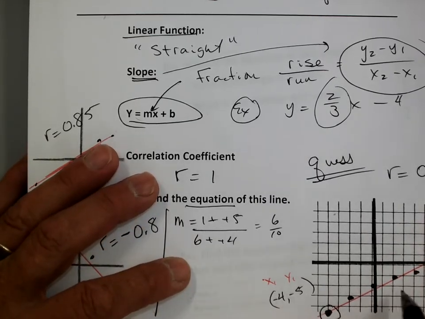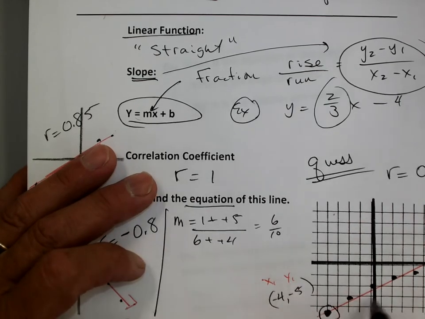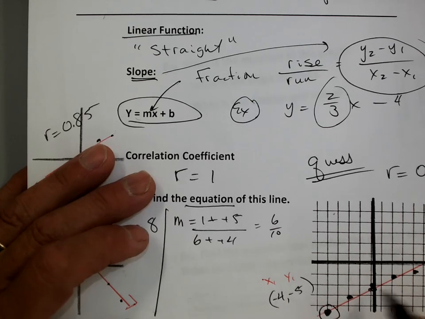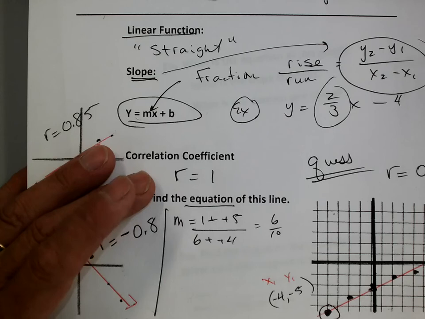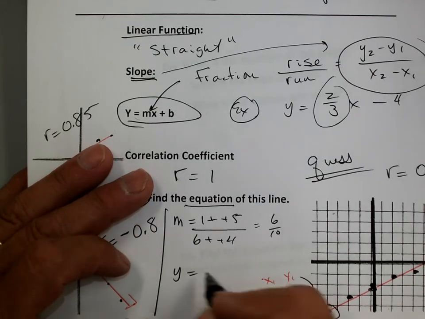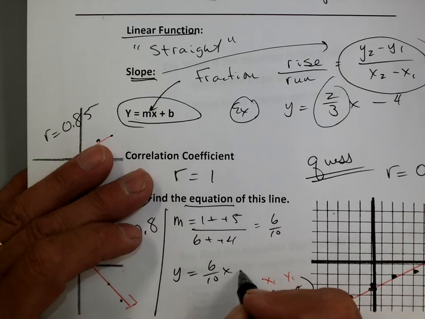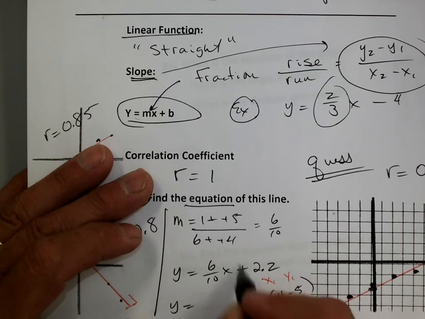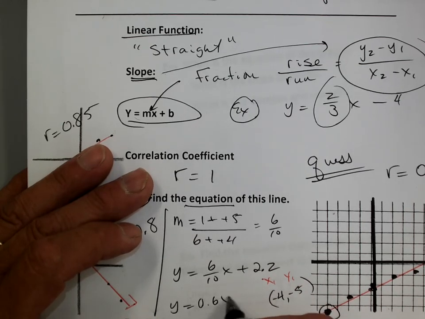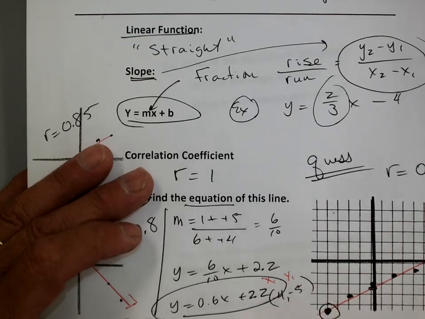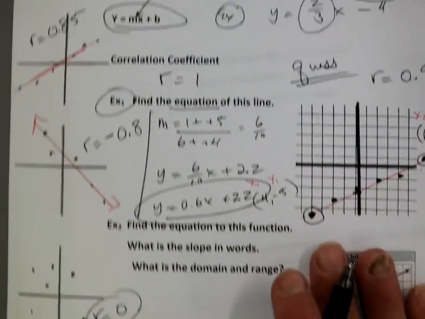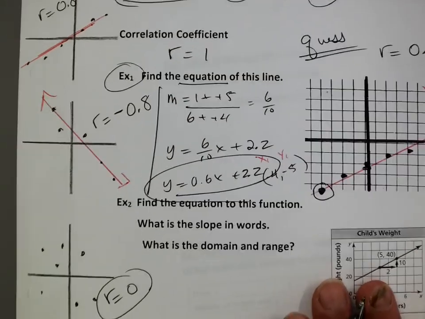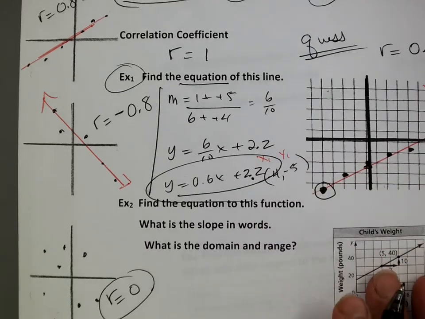And then I can see that my line goes through right about here, so my y-intercept is about 2, I'm going to guess 2.2. So I'm going to go with an equation of y equals 6/10 x plus about 2.2, or if I made that into a decimal, y equals 0.6x plus 2.2. There's my equation of that line. Correlation coefficient, I would guess, to be about 0.9. We'll let the calculator do this for us tomorrow. We'll figure out how the calculator does it. For today, we're going to do it by hand.